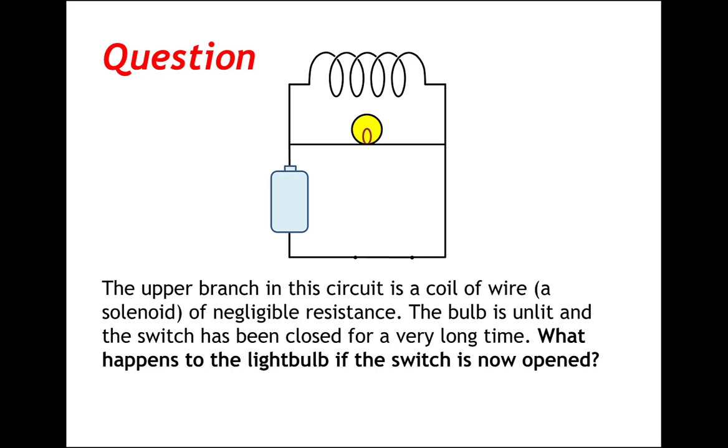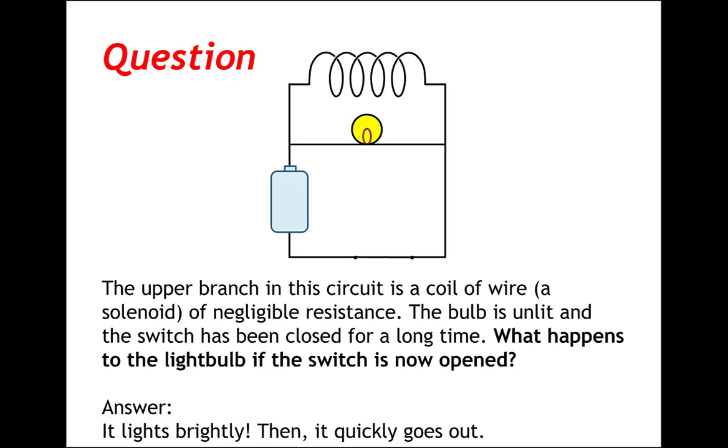The bulb is unlit because with the switch having been closed for a very long time, the upper coil of wire, which has negligible resistance, shorts out the light because most of the current will go through that negligible resistance wire. Because remember, most of the current takes the path of least resistance. So that makes sense that the light bulb will be unlit. But now we open the switch.